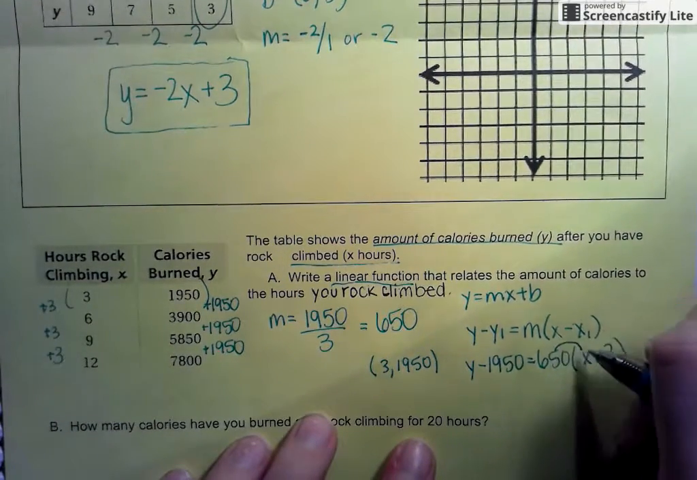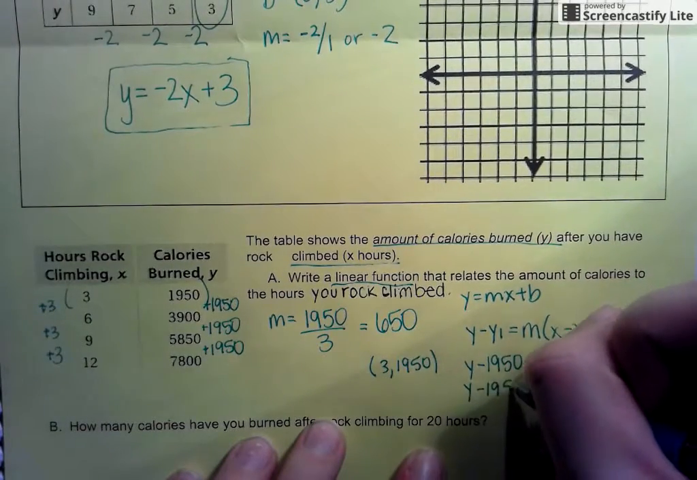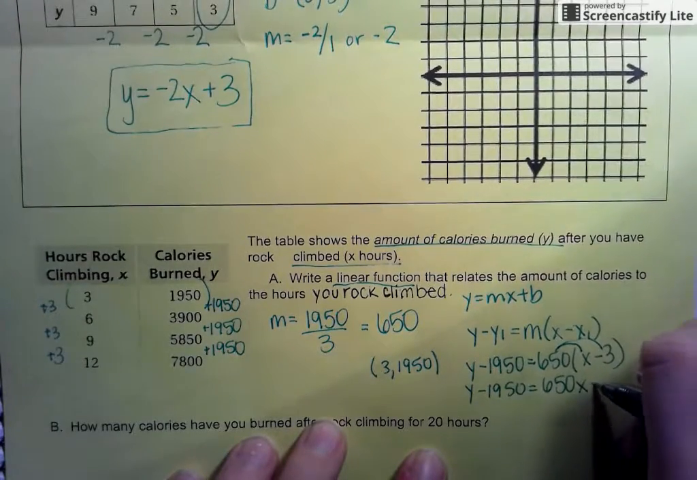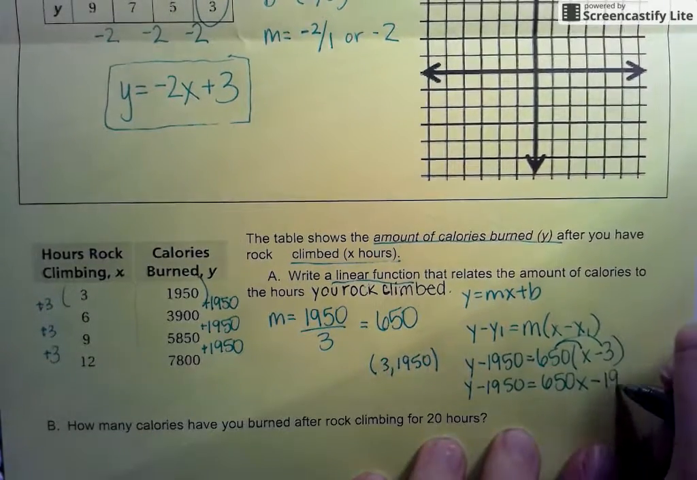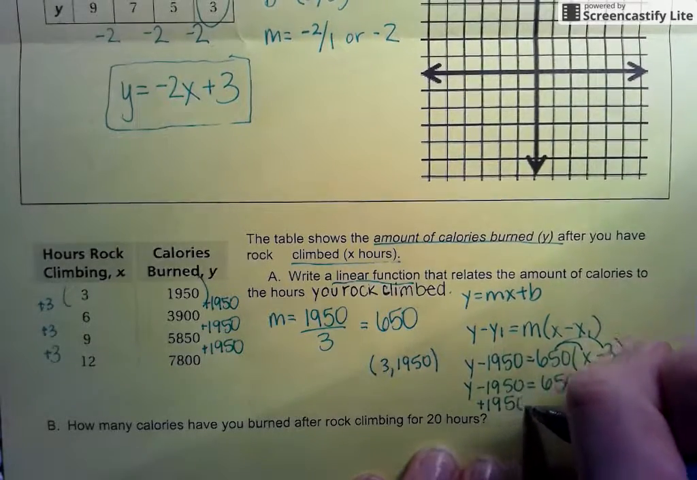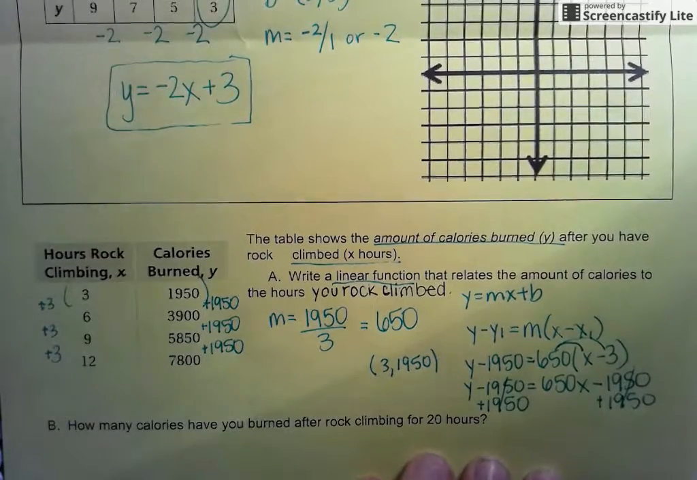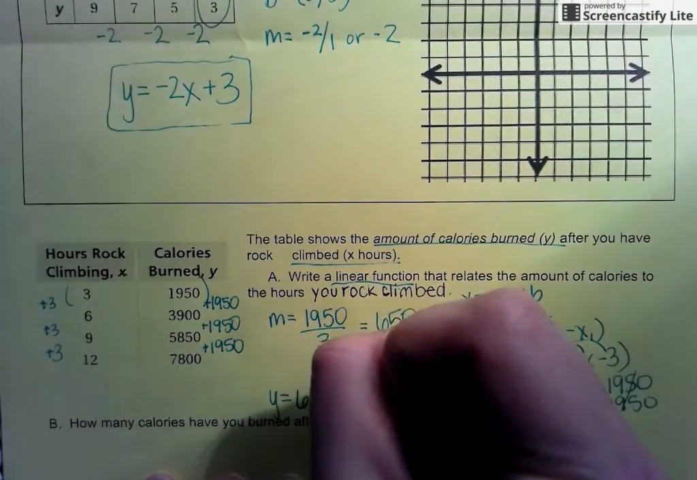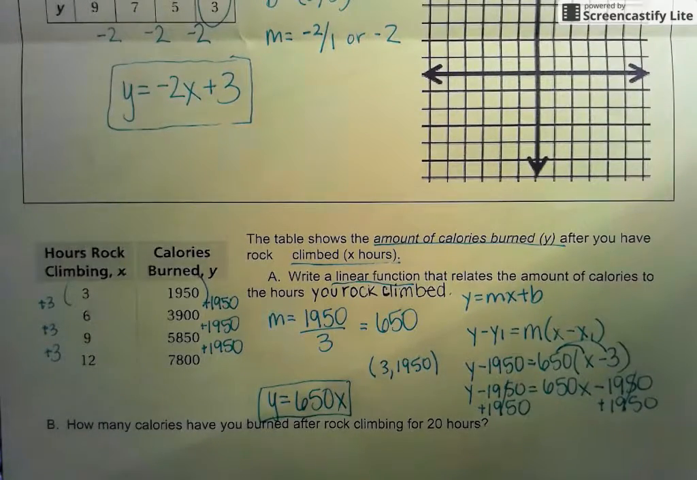So I have 650. I'm going to distribute that. So I have y minus 1,950 equals 650 times x, and then minus 1,950. Now to get y by itself, I'm going to add 1,950 on both sides. And if you notice, that's going to cancel both of these out. So my final equation would be y equals 650x, because there's going to be no y-intercept in this case.